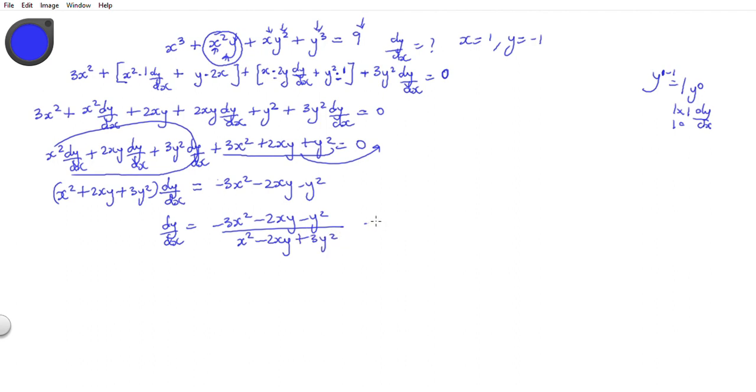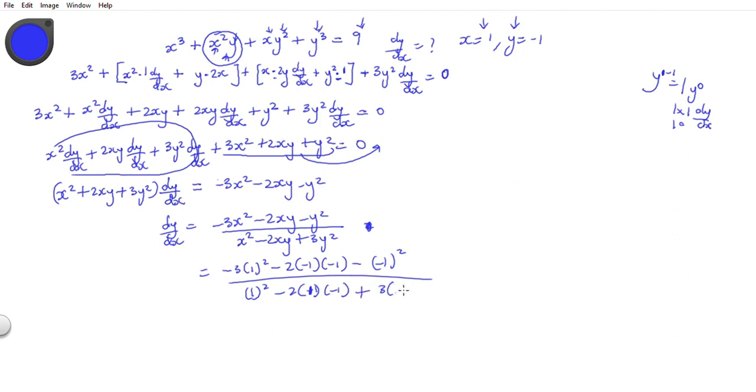So just like I said, you won't be given stuff like this in an exam, but what they can do is give you values for x and y to make it simple. So putting the values of x and y, that's minus 3 times 1 squared minus 2 times 1 times minus 1, since y is minus 1. So all you have to do is put in the values of x and y and you get your answer. This is 1 squared plus 2 times 1 times minus 1 plus 3 times minus 1 squared. So in the end, what do you have?